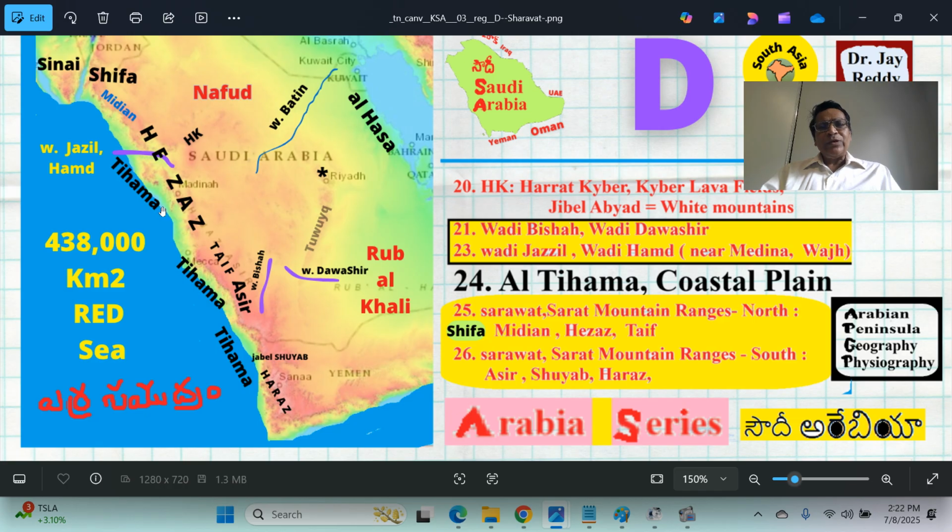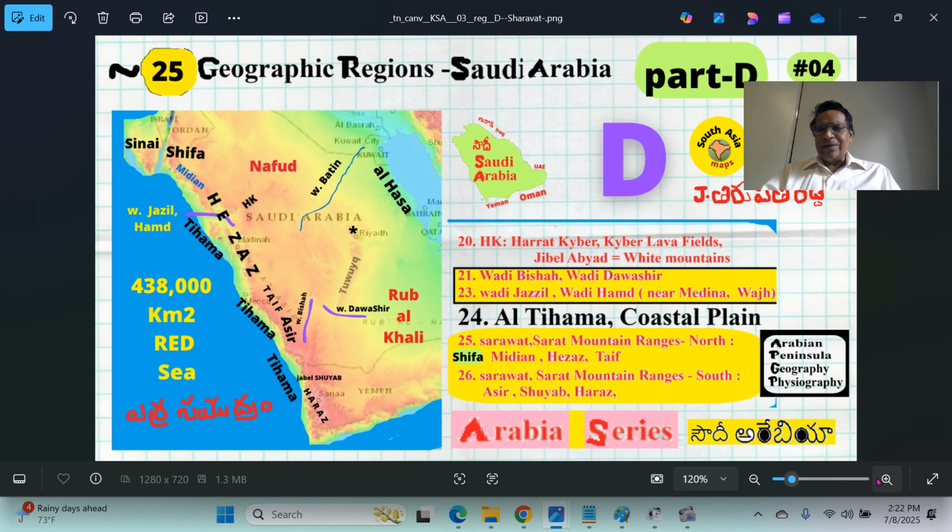Then, in the west coast, there are a series of mountains, and Wadi Jizil and Wadi Hamad. They are in the Medina Valley, and these two wadis joined together. This is called Wadi Hamad in this region, and that falls into the Red Sea near a town called Wajh. This is the Tihama plains in the Hejaz mountain ranges. Wadi is a seasonal river. Whenever it rains, it flows for a couple of days and evaporates. It's not even like a seasonal river. It's an ephemeral river.